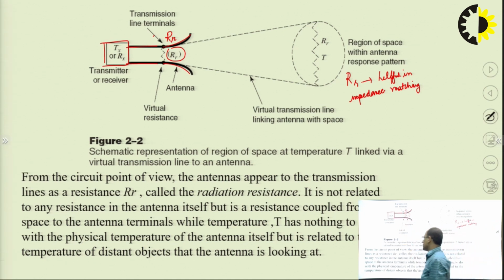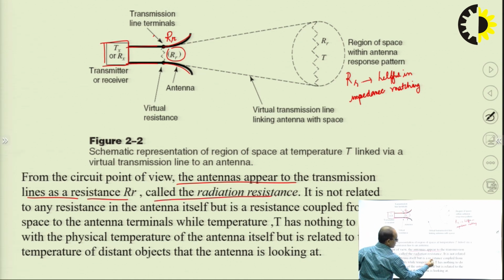Clear? So from the circuit point of view, the antenna appears to be a transmission line with a radiation resistance. This is called the radiation resistance. It is not related to the antenna's own resistance, but itself is a resistance coupled from the space to the antenna terminals. Clear?